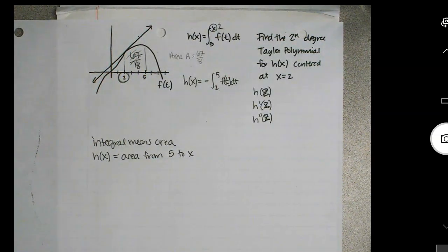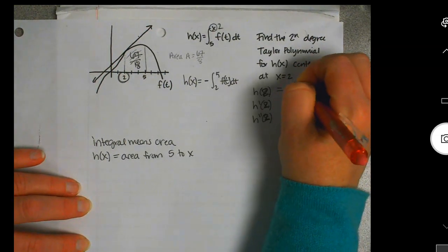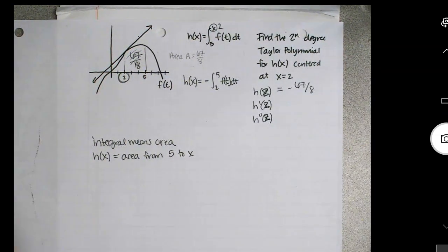Remember when we go in the backwards order, then we put a negative in front of it. We're counting backwards, so we have a negative area. So do we have the area from 2 to 5? Yeah. So now we know what h of x is. It is negative 67 over 8. How about that? That's as far as I got.